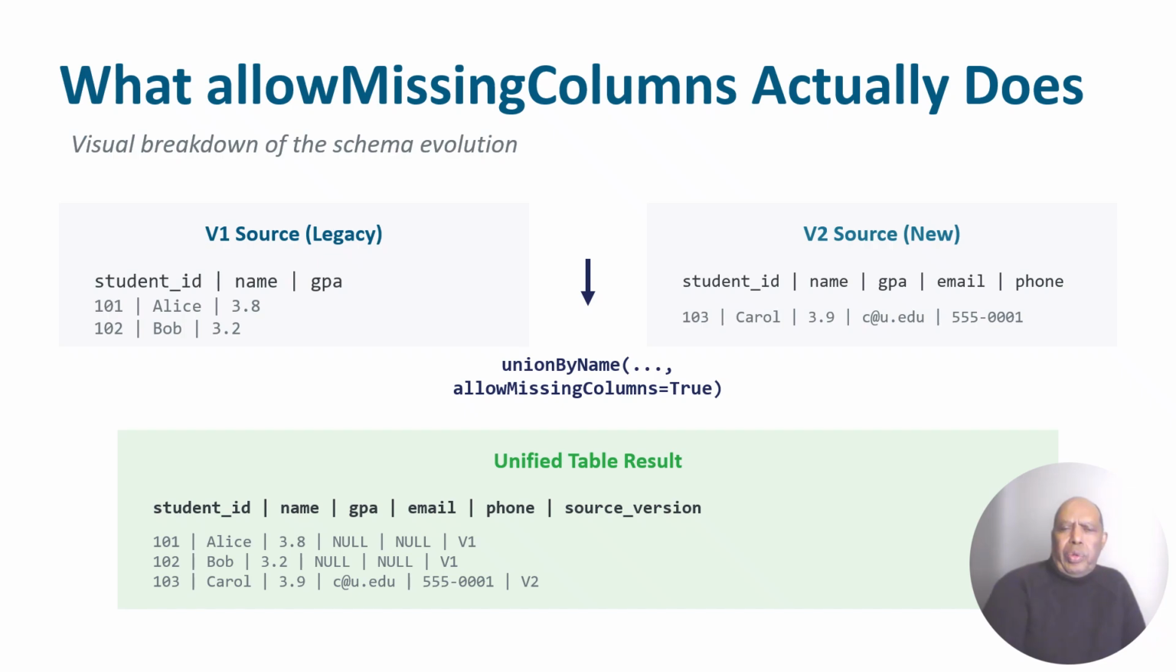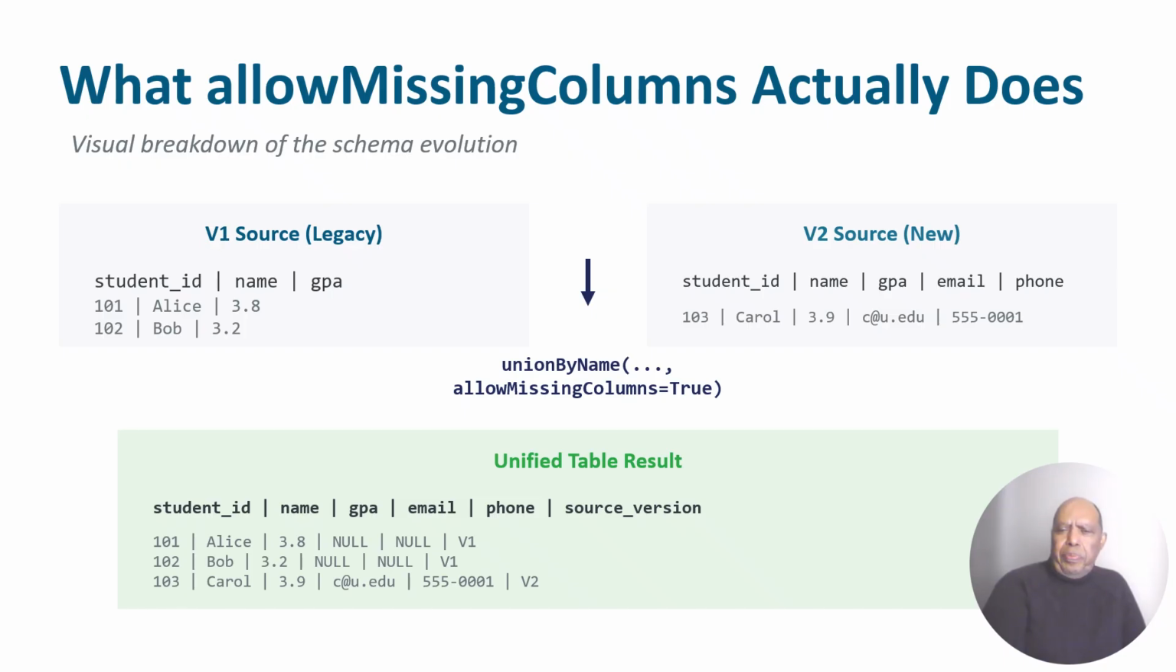And notice what happened. Alice and Bob, the V1 records, have null for email and phone. Carol, the V2 record, has all fields populated. So everyone has the student ID, name, and GPA. This is clean, this is safe, this is governed. So you are not losing data, you are not breaking historical records, you are not dropping quality enforcement. You are evolving the schema while maintaining data integrity.